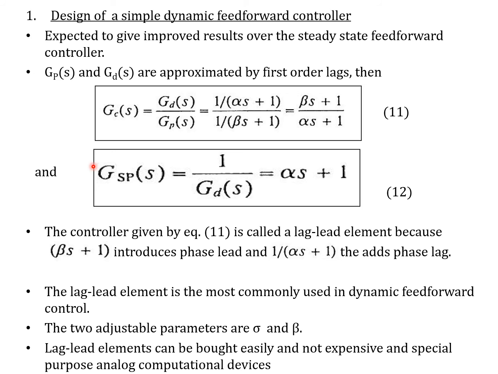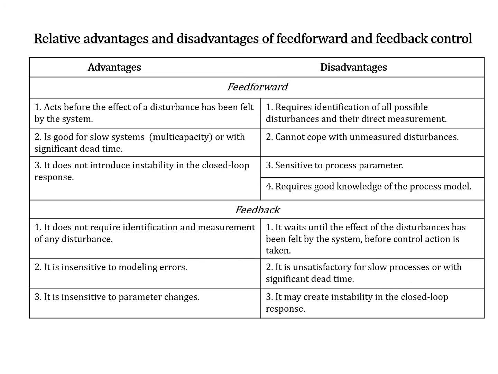And then the controller is given by equation 11. It's called a lag lead element because alpha introduces phase lead and 1 over beta adds the phase lag. The lag lead element is the most commonly used in dynamic feedforward control. The two adjustable parameters are alpha and beta; these are the tuning ones. And the lag lead elements can be bought easily and are not expensive, and special purpose analog computational devices can be used. So you can easily buy it on the market. You can buy this sort of thing.